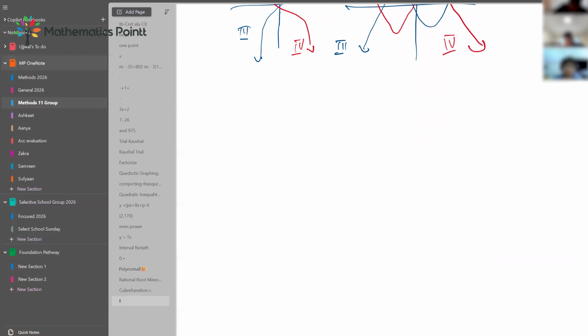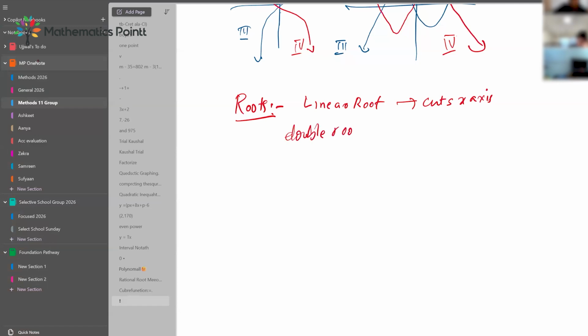Then you have the roots. And I did talk about it last time. If you have a linear root, it simply means it cuts the x-axis. If you have a double root, which means you've got something like this, (x plus a) squared, you've got a double root. It touches the x-axis and stays in the same quadrant.